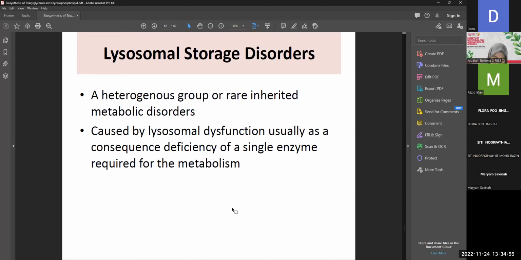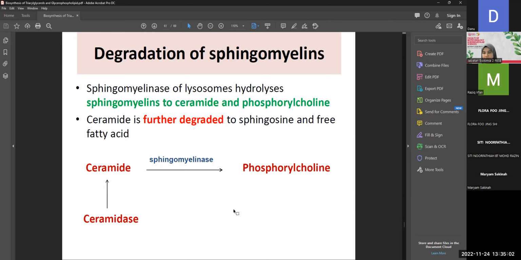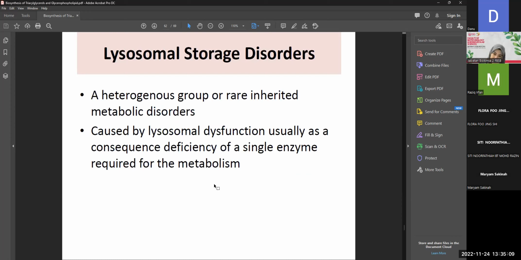Another important part: degradation of sphingomyelin requires this enzyme, sphingomyelinase from the lysosome. So, lysosomal storage disorder. There are many metabolic disorders related to lysosomal dysfunction, maybe a deficiency in terms of enzyme.